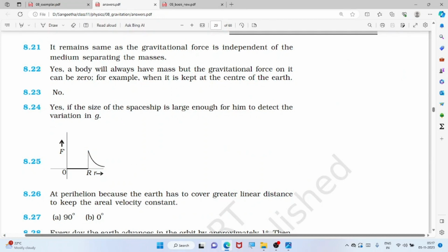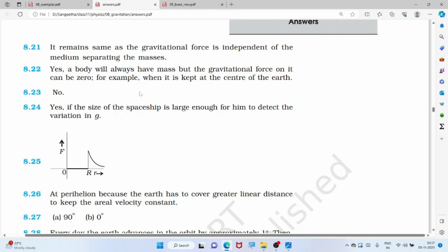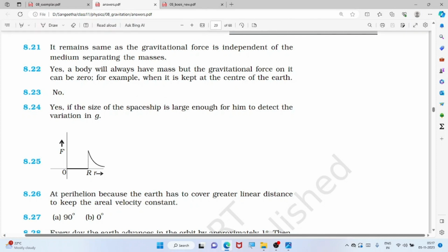Yes, the body will always have mass, but the gravitational force on it can be 0. For example, when kept at the center of the Earth. At the center of the Earth, gravity is 0. Center of the Earth means inside, at the Earth's center. Gravity is 0 there, not on the surface of the Earth.